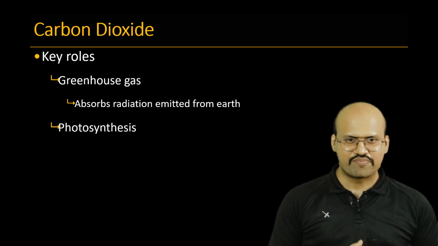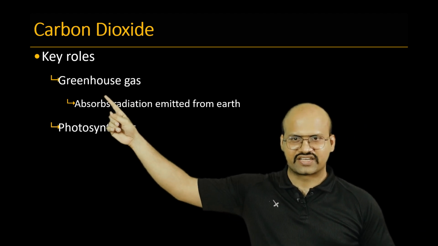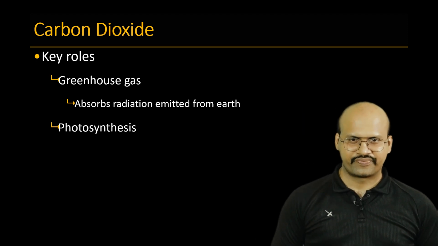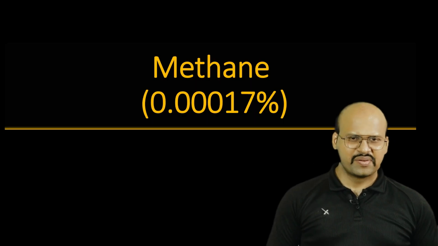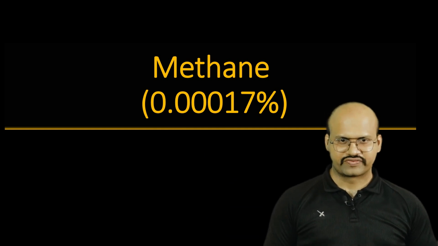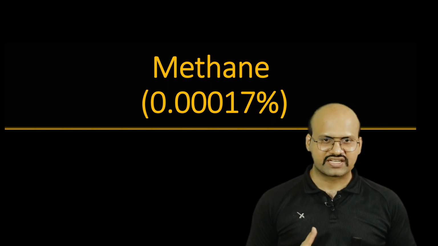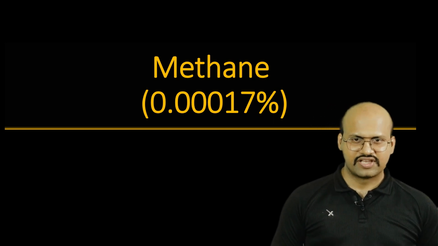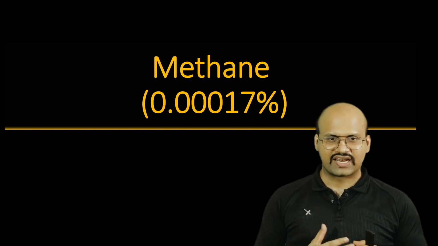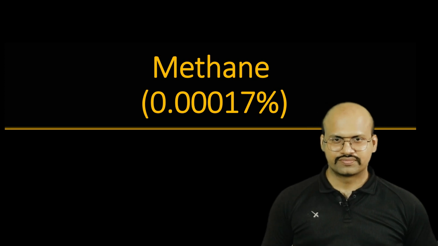So we have seen the important roles of carbon dioxide in our atmosphere. The first is acting as a greenhouse gas, and the second is the process of photosynthesis. Now let's see methane. Methane is a very tiny fraction of all the gases in our atmosphere, but it plays a very important role. In fact, it is one of the major concerns for greenhouse gases. It also plays an important role in forming stratospheric clouds in Antarctica, which causes depletion of ozone.